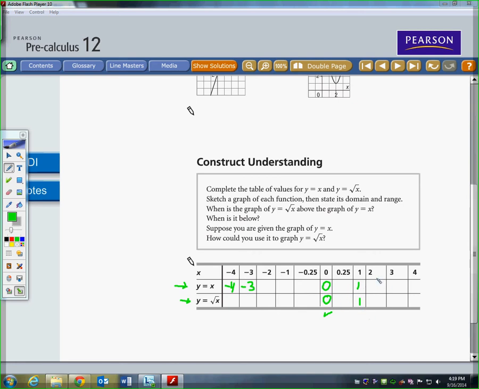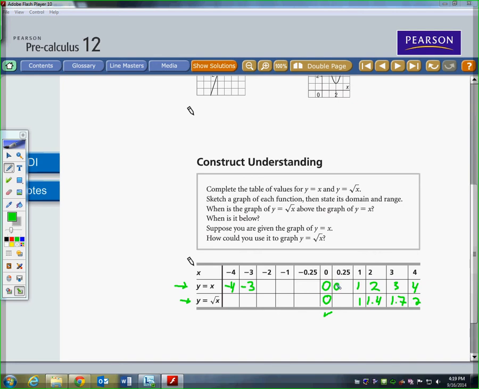I'll leave this for a moment. Here this is 2 and 3 and 4. The square root of 2, if I round it to the nearest tenth, is 1.4. The square root of 3 to the nearest tenth is 1.7. The square root of 4 is 2.